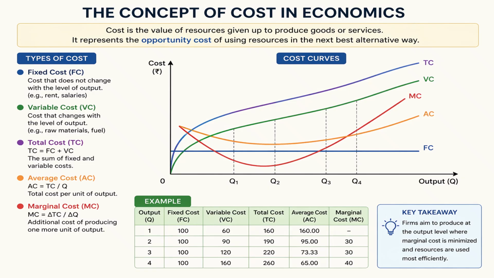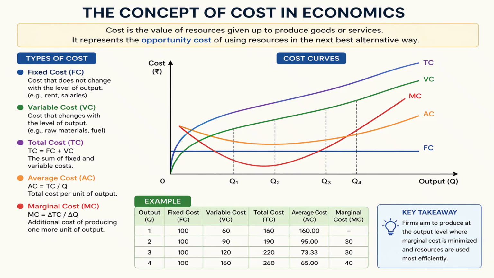But here's the key idea, cost is not just about money. Economists think of cost as opportunity cost, which means the value of the next best alternative that is sacrificed. For example, if a company uses a building to produce shoes instead of renting it out, the rent they could have earned becomes a cost.